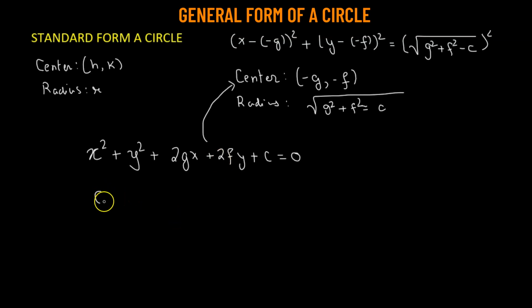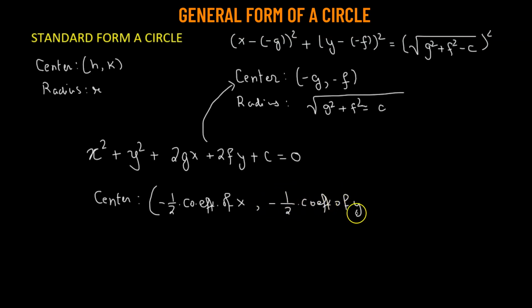Now there is also another way of writing the center. The center can also be written as follows. We have in the center the x coordinate given by negative g. Now we can also rewrite it as negative half times the coefficient of x, comma, and the y coordinate will be negative half times the coefficient of y. This will make sense in a moment.